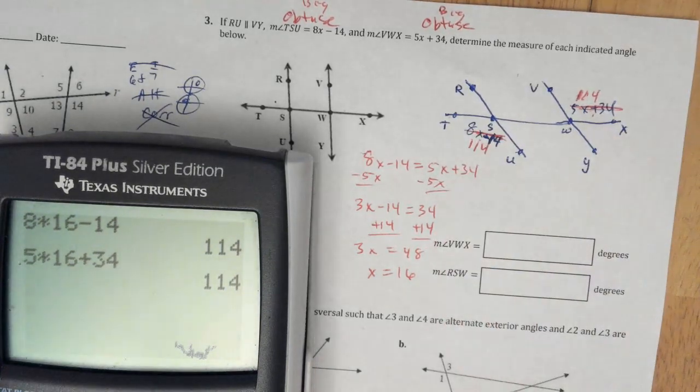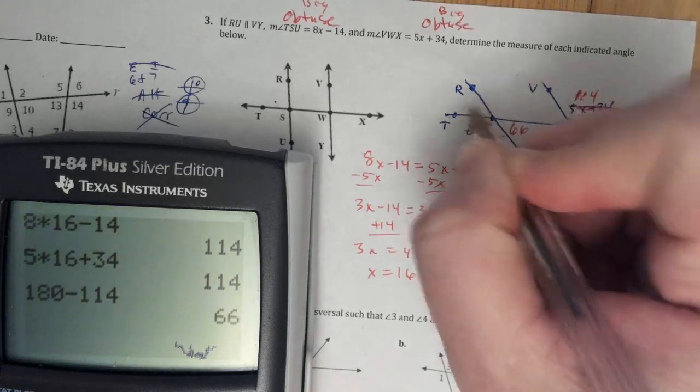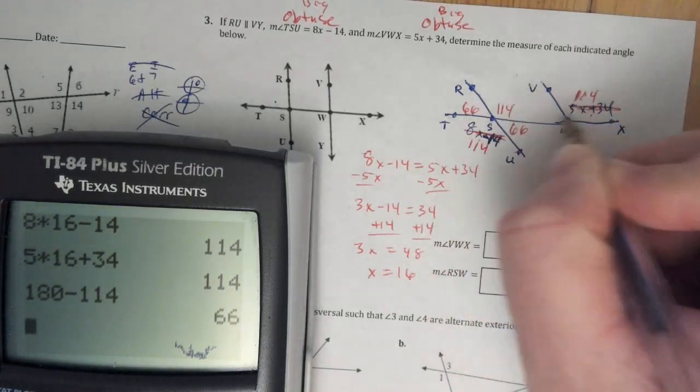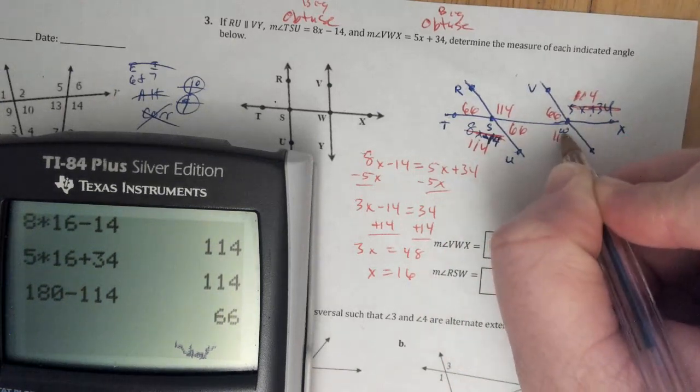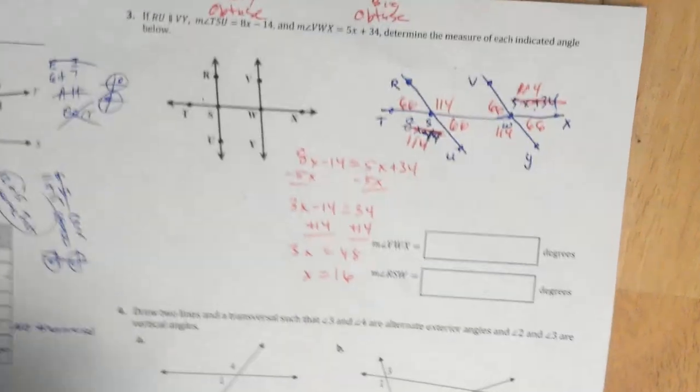And we can actually find all these other angles. So 180 minus 114, this angle will be 66. This is 66. This is 114, 66, 114, and this is 66. Now we're ready to answer any and every question.